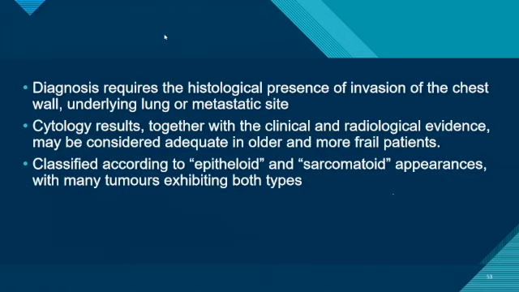The diagnosis requires the histological presence of invasion of the chest wall, underlying lung or metastatic site. And cytology results, if your patient is frail, you can use cytology rather than biopsy to make the diagnosis. The tumors are classified as epithelioid or sarcomatoid in appearance, but many tumors exhibit both types. The sarcomatoid tends to confer a slightly worse prognosis, but overall malignant mesothelioma has a very poor prognosis.